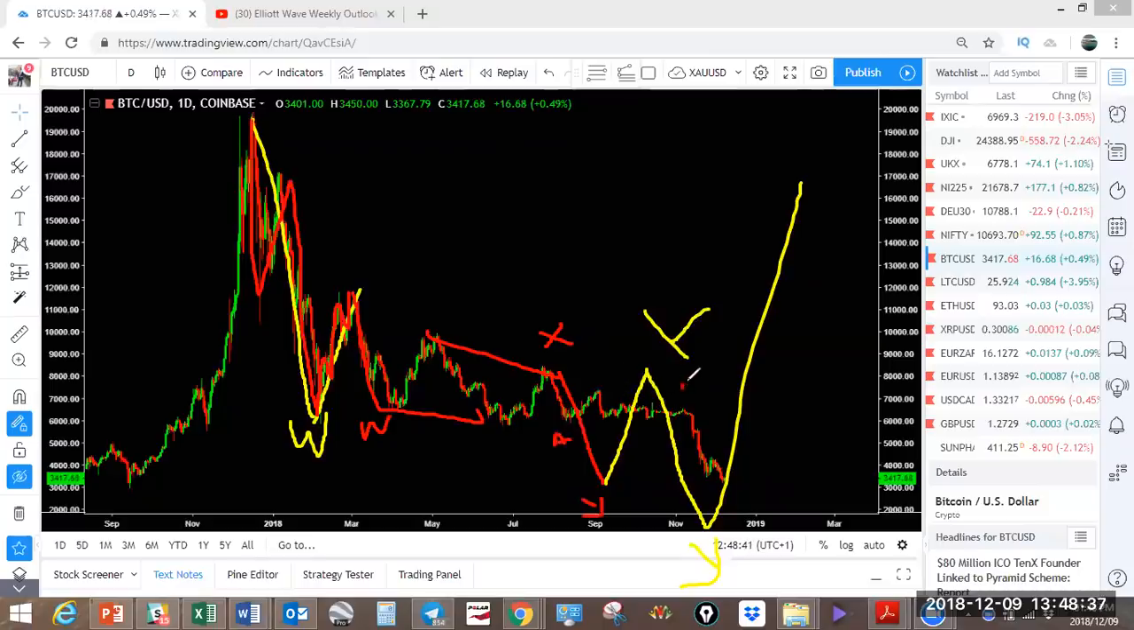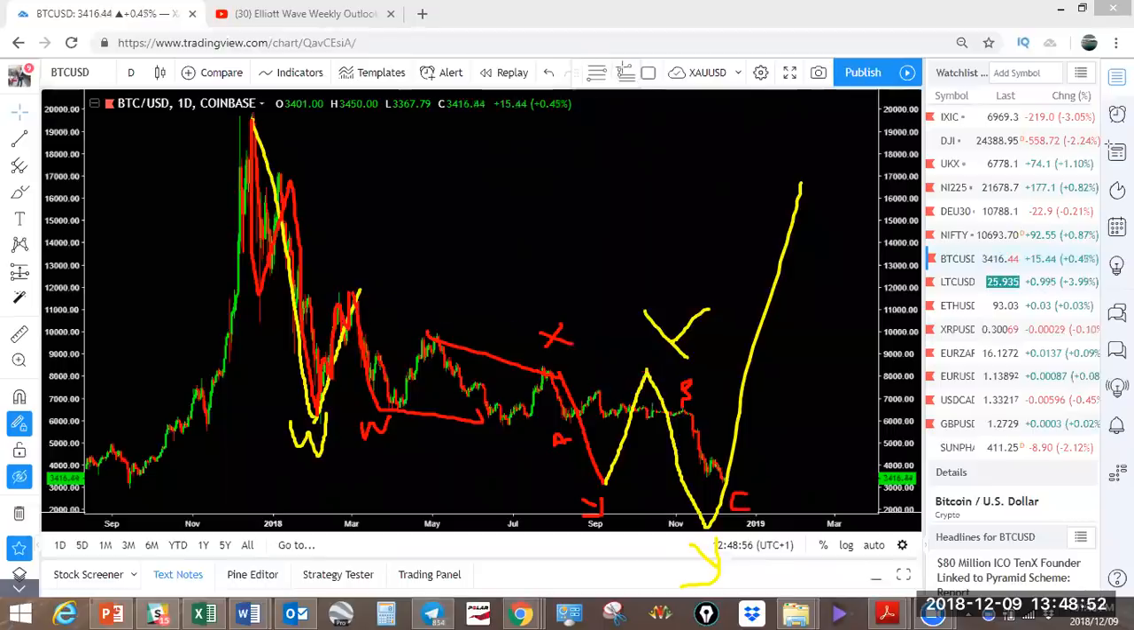A, B, C. This is the current C that we're expecting. That's why it is a pulsing move like that. Pulsing A and a pulsing C. So now we're expecting a move like that. So if you look at this whole structure, internally here, you've got this.